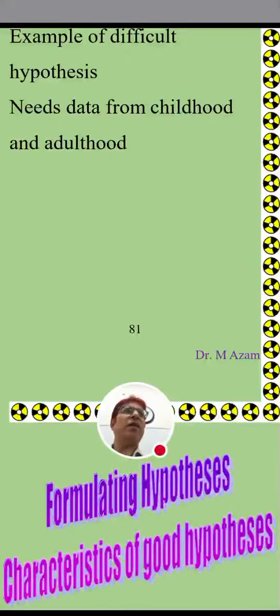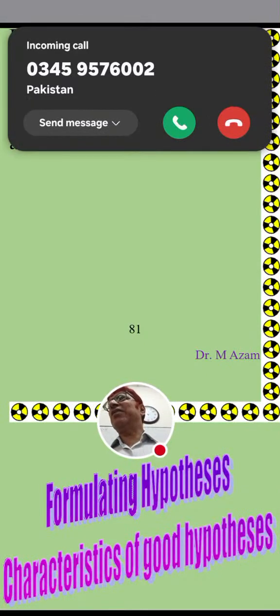Example of a difficult hypothesis: it needs data from childhood and adulthood. Now look, if a person is 50 years old, you are conducting research on that person, or a group of 10, 20 people who are 50 or 60 years old. Now you need data on their childhood. It means going 50 years back. It is very difficult.